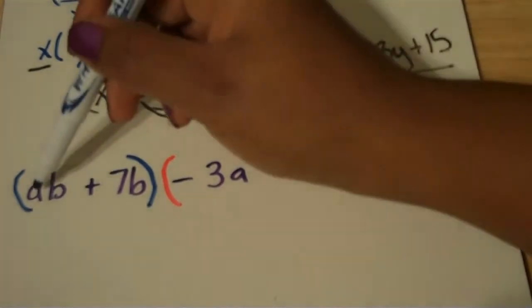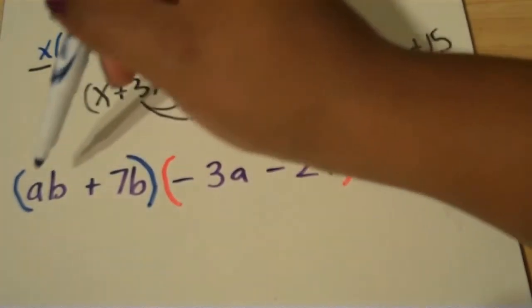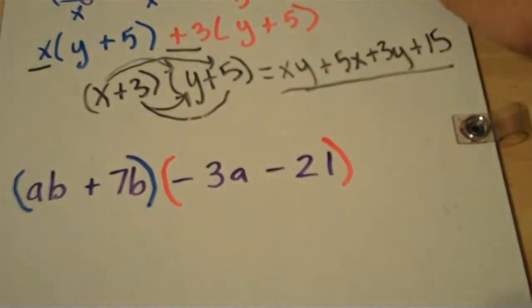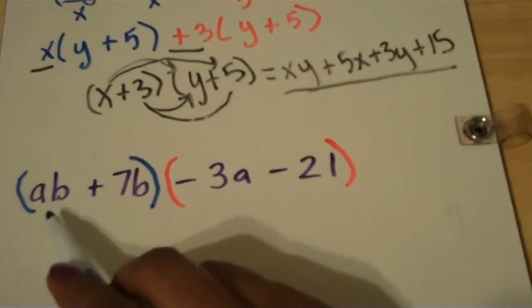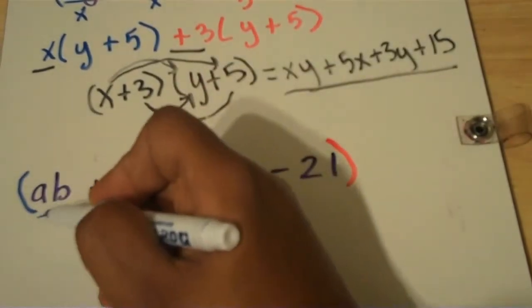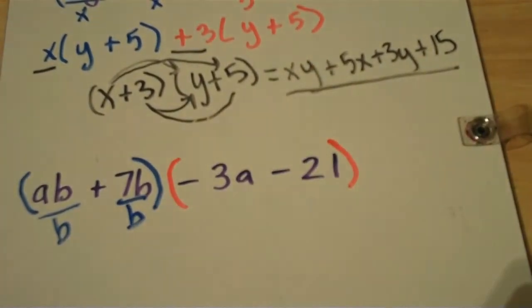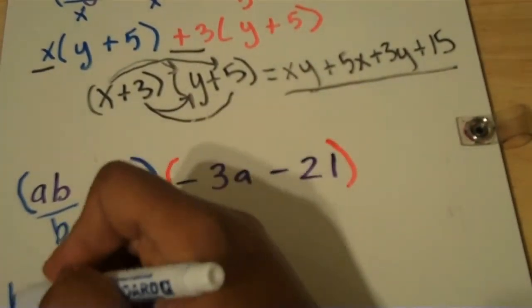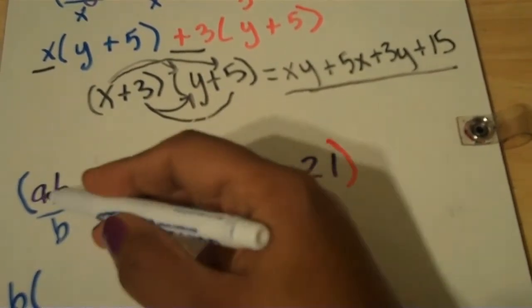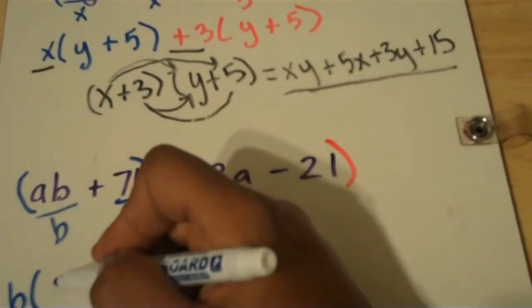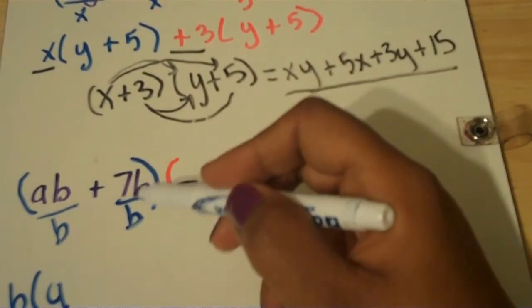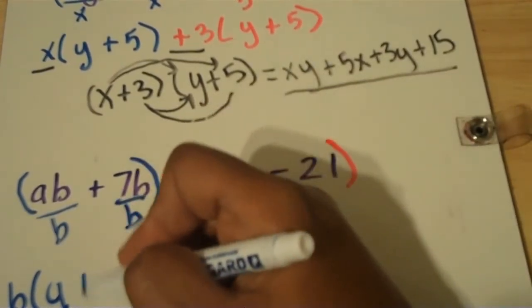So between these two terms, we're looking for what we can factor out of both of them. They have no numbers in common, but they do have variables in common. Both of them have a b, so we are going to divide both of them by b, and that is the greatest common factor between those two terms. So we get ab divided by b is equal to a, and 7b divided by b is equal to 7.